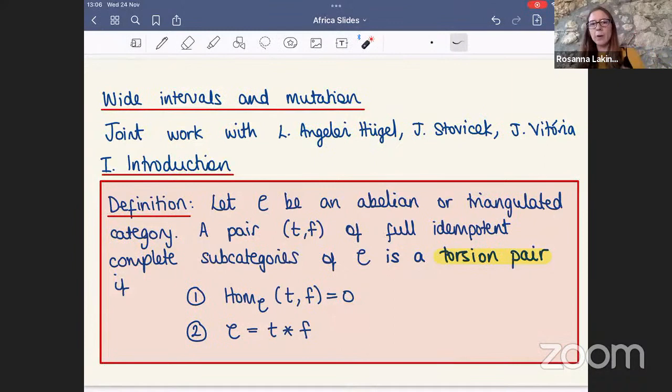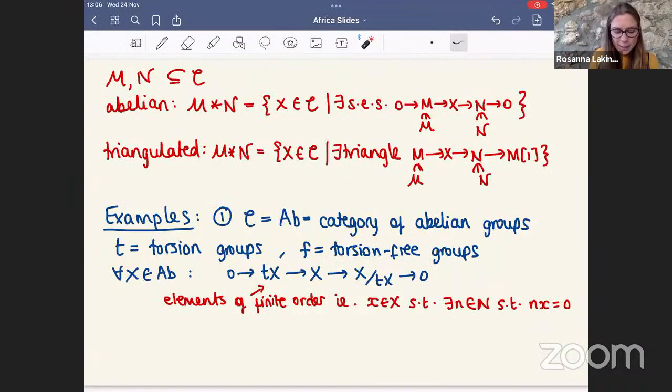In the triangulated setting, we give a similar definition. The star product of M and N is the objects in C such that there exists a triangle, instead of a short exact sequence, where the first term is in M, then we have our object X, the third term is in N, and then of course the final object is the shift of M. So again, this means that for any object in our category, there exists a triangle where the first term is in our first class and the last term is in our second class.